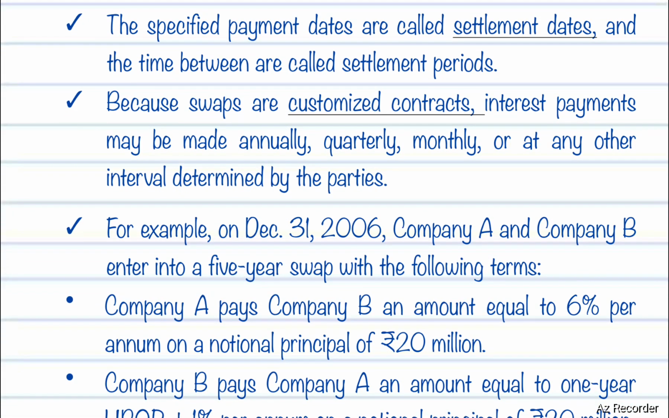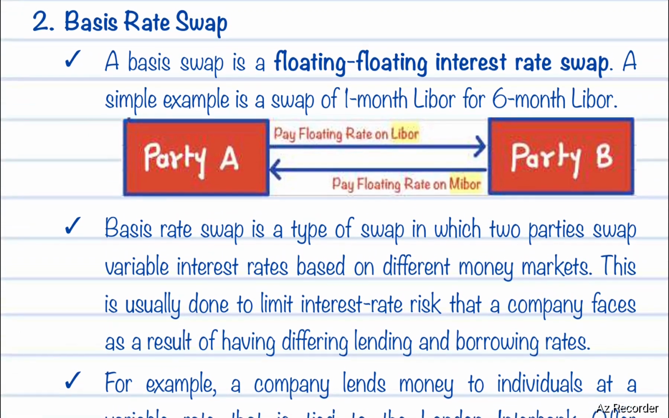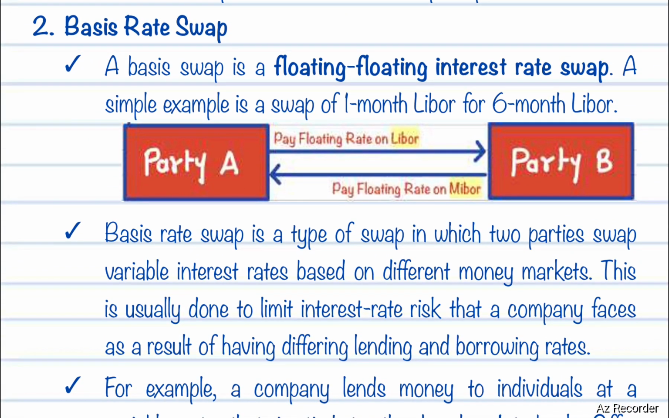The specified payment dates are called settlement dates and the time between them are called settlement periods. Because swaps are customized contracts, interest payments may be made annually, quarterly, monthly, or at any other interval determined by the parties. Next swap is the basis rate swap. A basis swap is a floating interest rate swap. A simple example is a swap of 1 month LIBOR for 6 months LIBOR or 6 months MIBOR.